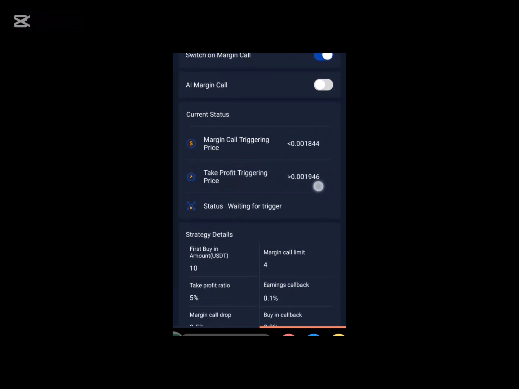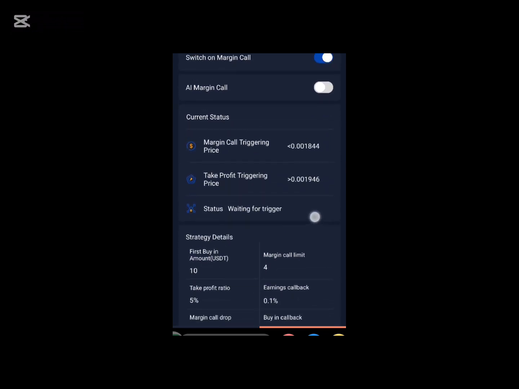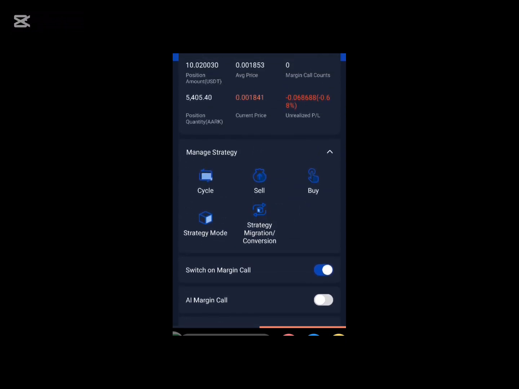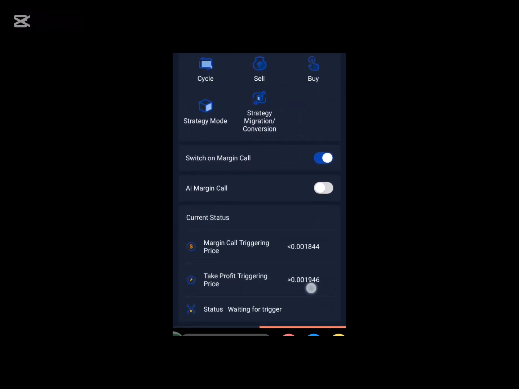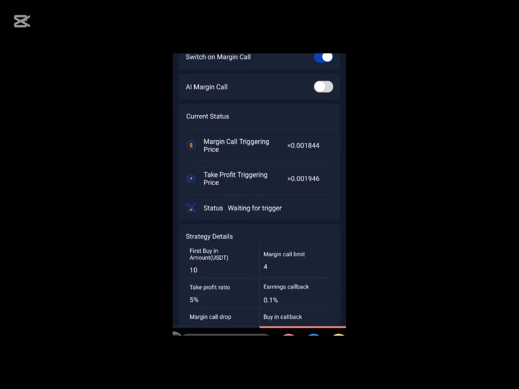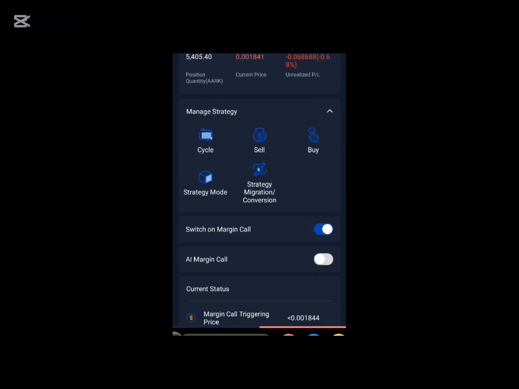After I say I take 5%, take profit figure. When the market is 1946, the present is 1841. If it reaches 1946, it will sell for you. It will sell for you at 1946. So the market has started. So after that, you go back.